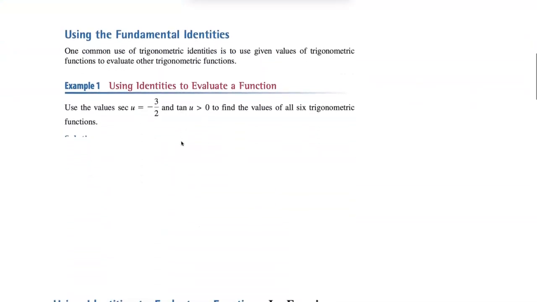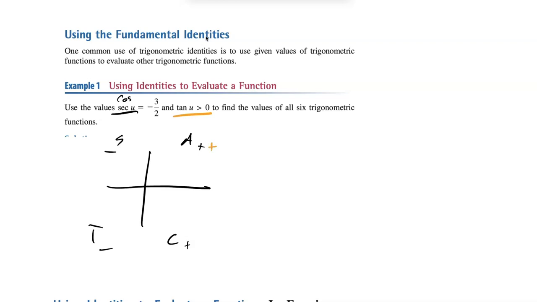Okay, let's use some of the identities to actually do some problems. This first one: use the value of secant u equals negative 3 over 2 and tan u is greater than 0 to find all 6 trig functions. So they want you to use the trig identities. I honestly don't use trig identities for this one, I'll just make a triangle. So first we gotta figure out where we're at. All students take calculus. Remember secant is just cosine. So cosine is positive at A and C and negative at T and S. Tan is positive at A and at T. So where's cosine negative and tan positive? Right here. So this is going to be a quadrant 3 triangle.